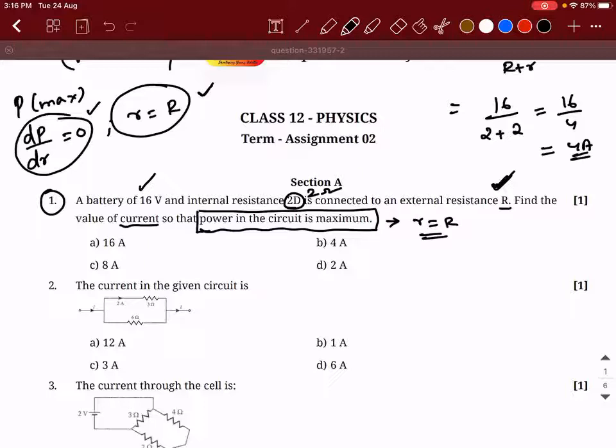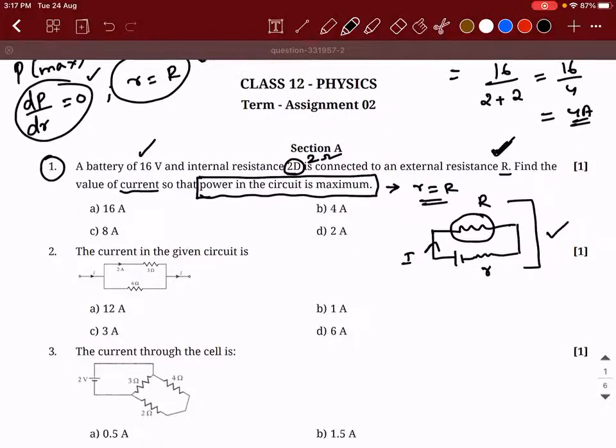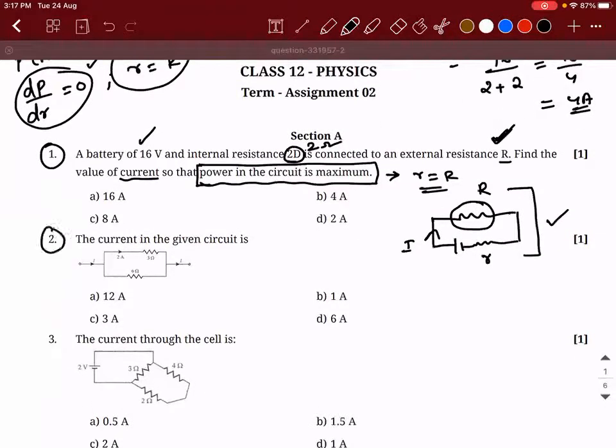So please make a note, guys. Whenever there is a cell with internal resistance connected to an external resistance like this, then the power getting delivered to the external resistor will be maximum when the value of internal resistance is equal to the external resistance. When these two values are equal, then you will get it. Okay. So second one is easy, right?